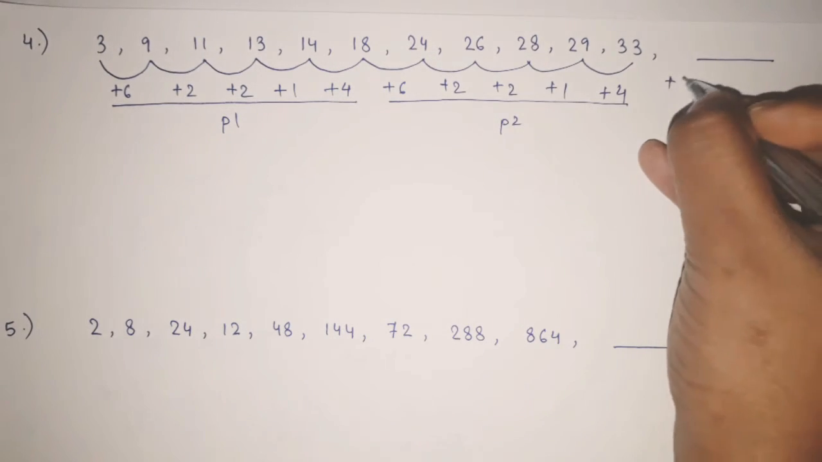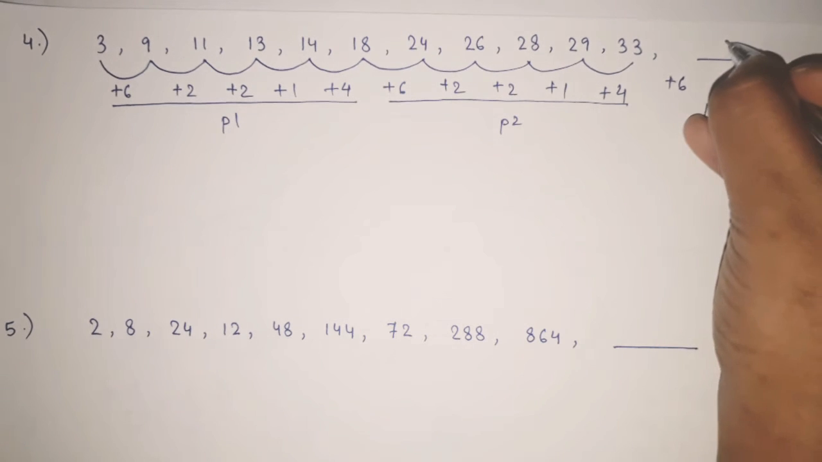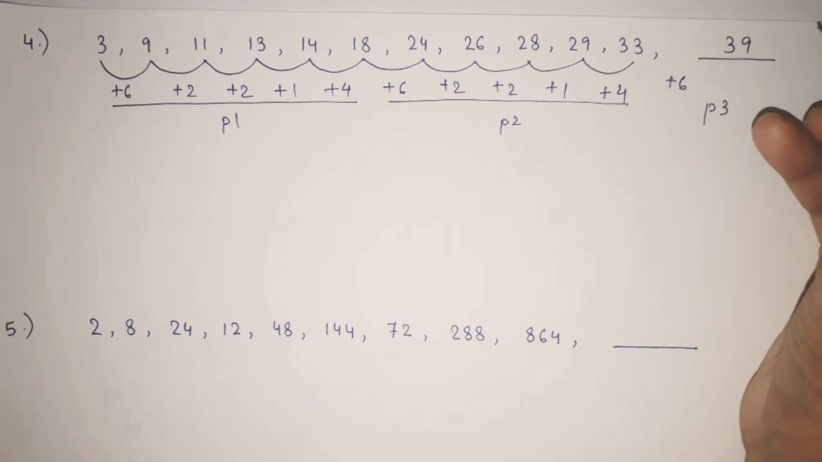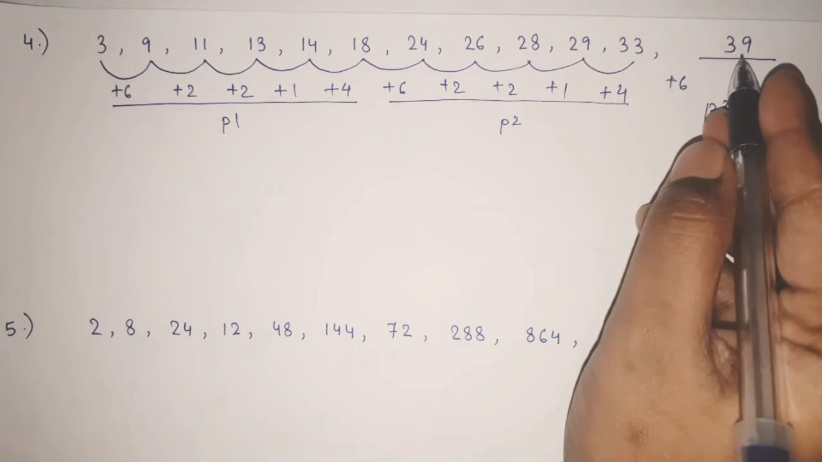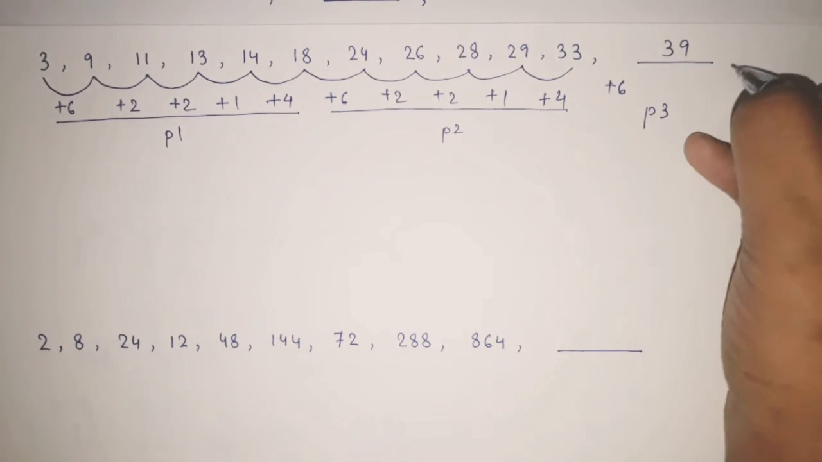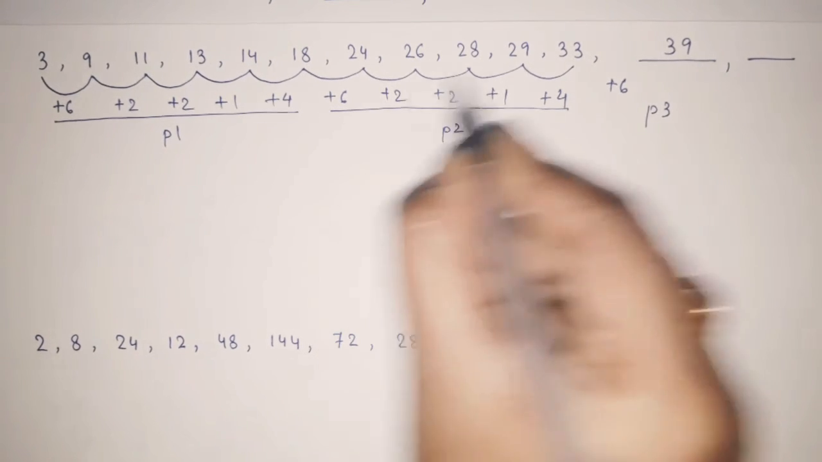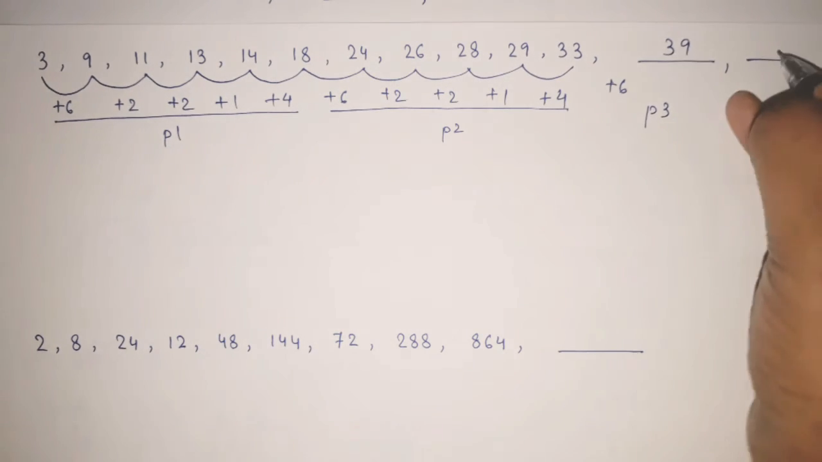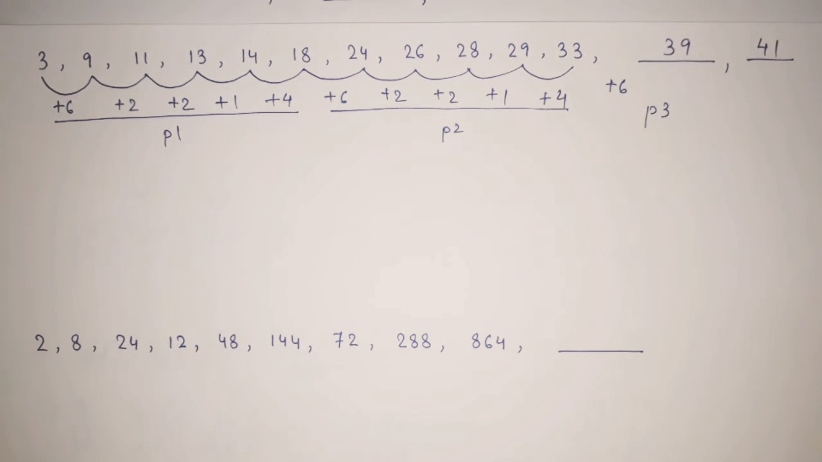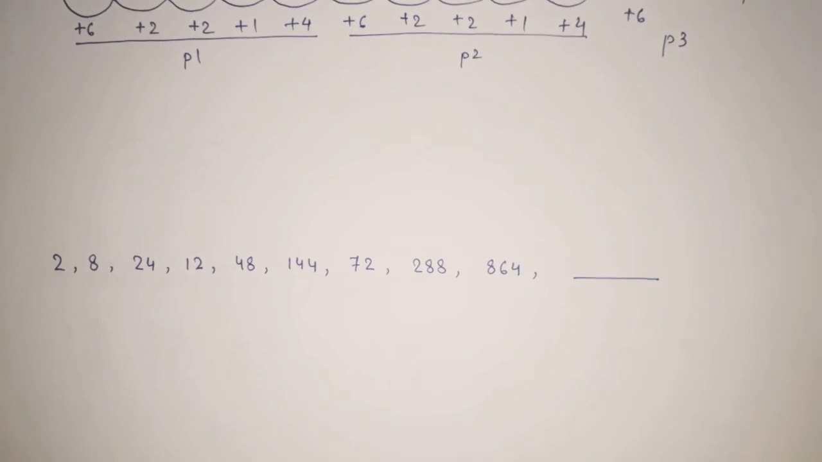So the first one is plus 6. So here what will I get? 33 plus 6, that means 39. Right? So this blank will contain 39, and 39 is our answer. In case one more blank is there, what will be the answer? After plus 6 we have plus 2. So 39 plus 2, the next blank would be 41. Got it? So in this way you will find the answer.